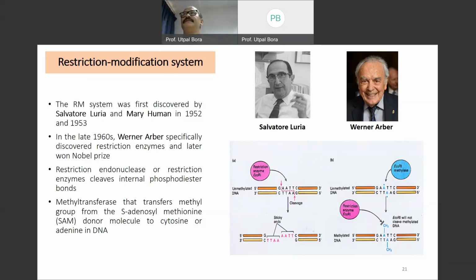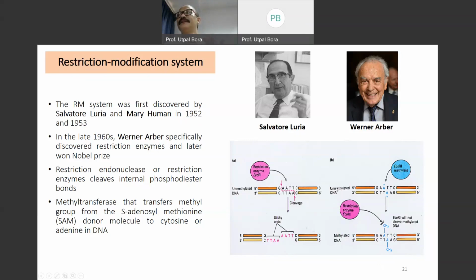Now, this is something many of you probably know. The persons who discovered this system were Salvatore Luria and Mary Human in 1952 and 53. And in the 60s, Werner Arber specifically discovered restriction enzymes, for which he was awarded the Nobel Prize. These restriction endonucleases, or restriction enzymes, cleave internal phosphodiester bonds, and these are shown here in the pictures over here.